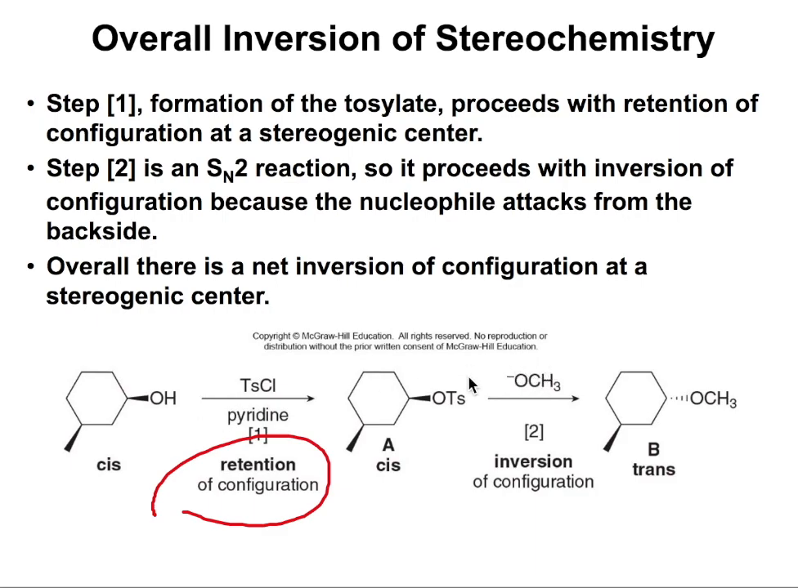But when you react it with a good nucleophile, such as this one, then there's an inversion of configuration. That's when you go from a wedge into a dash, because there is a backside attack, because we're going through an SN2 type reaction.